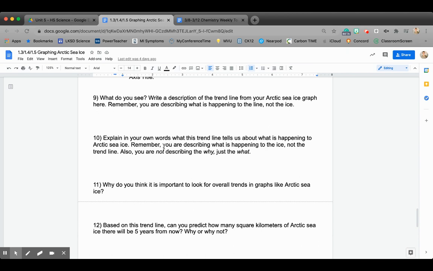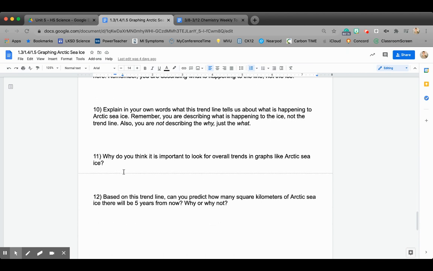Question number 10, explain in your own words what this trend line tells us about what's happening to the Arctic sea ice. So just like with the Lake Superior question, you're actually explaining, is there more sea ice? Is there less sea ice? Is there no change in the Arctic sea ice? Right? So if 9 is the mathy version of it, 10 is the story version of this sea ice. Be careful in question number 10 that you're just describing facts. You're not trying to explain why there is more, less, or no change in the sea ice. You're just saying straight up facts, what is happening to the sea ice.